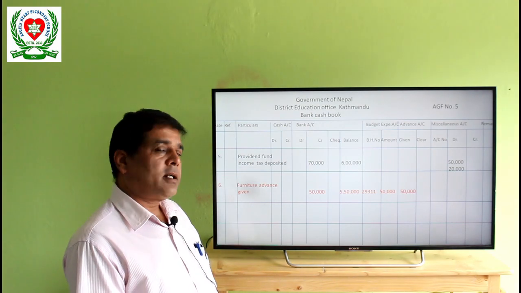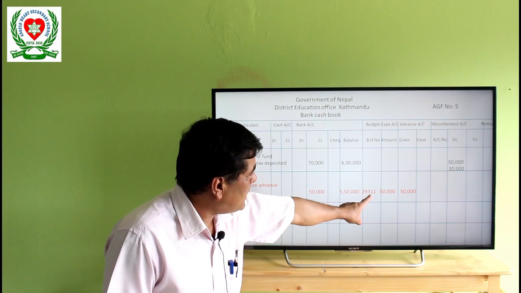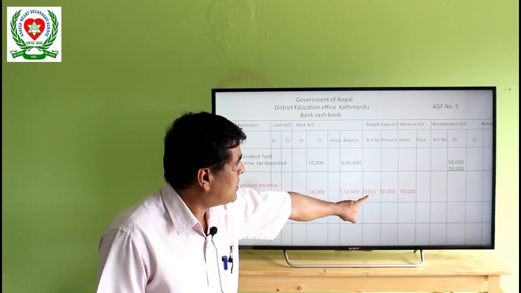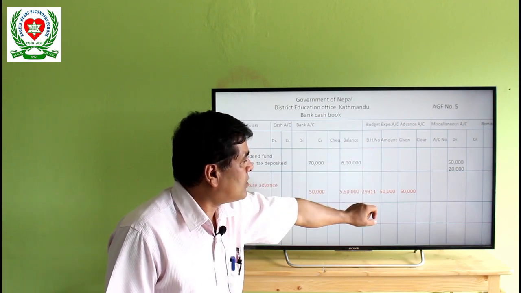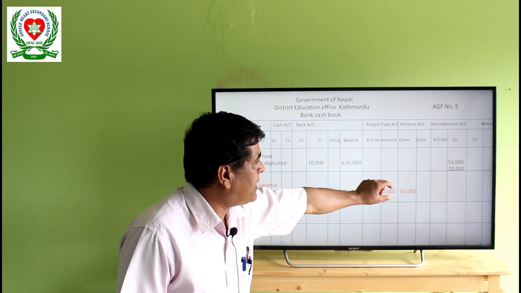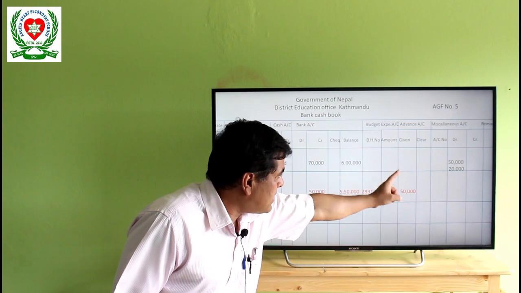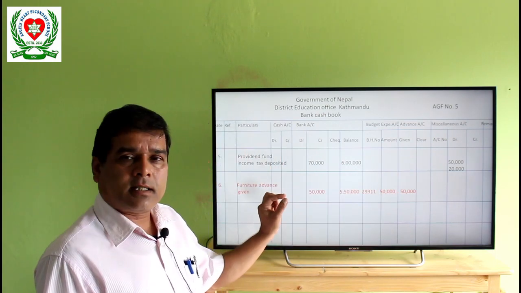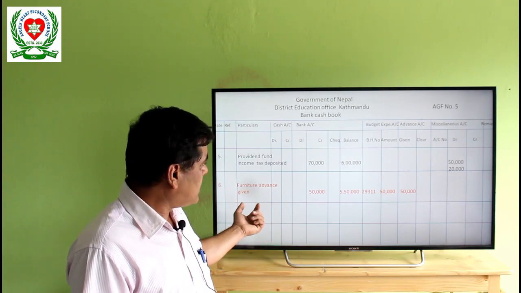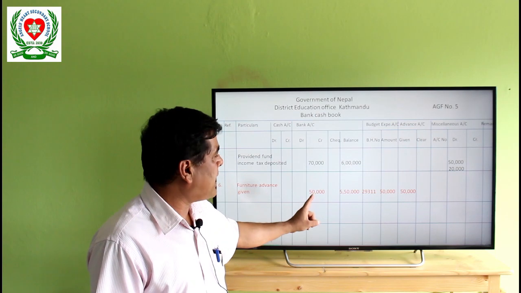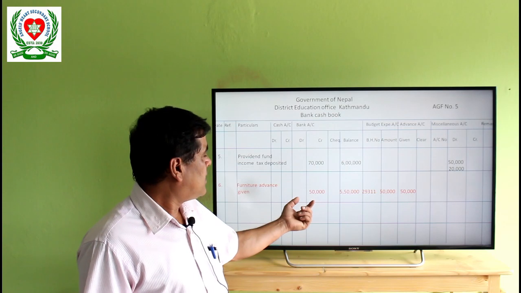Furniture advance given in the particulars. Debit 29311, the BH number of furniture, amount is 50,000. We have to write it in the budget expenditure column, budget head number and expenditure, and the same amount should be written in the advance given column, because it is advance given to the section officer for purchasing furniture. And credit bank, because we have to issue the check, and the check number also is given.